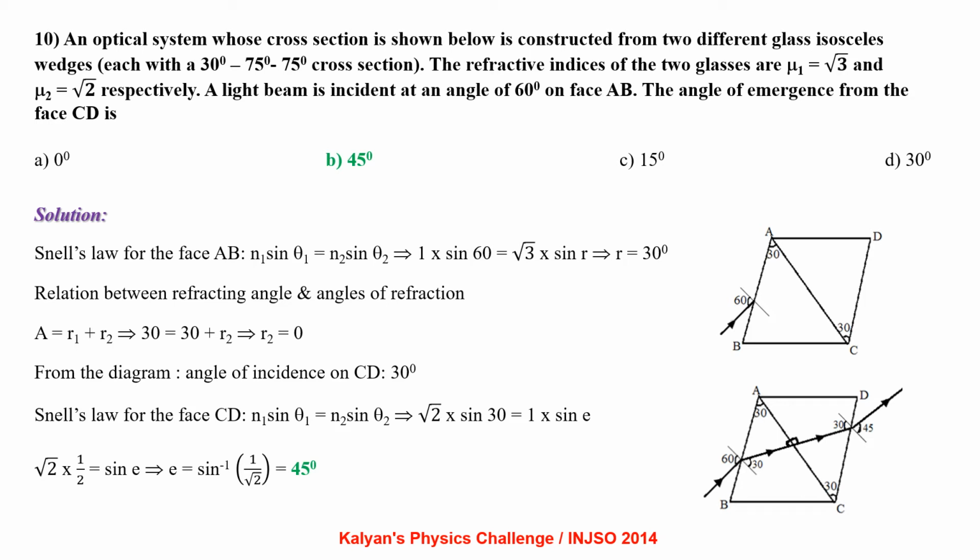Applying Snell's law for the face AB, n1 sin theta 1 equals n2 sin theta 2, 1 into sin 60 equals root 3 sin r, from where we get r equal to 30 degree. Relation between refracting angle and angles of refraction, A equals r1 plus r2, from where we get r2 equal to 0. From the diagram, angle of incidence on CD is 30 degree. Snell's law for the face CD, n1 sin theta 1 equals n2 sin theta 2 again, root 2 sin 30 equals 1 into sin E, from where we get angle of emergence E equal to sin inverse 1 by root 2, that is 45 degree.